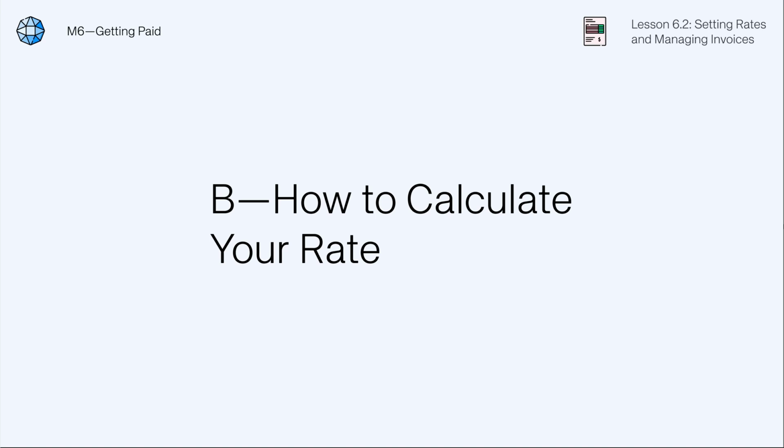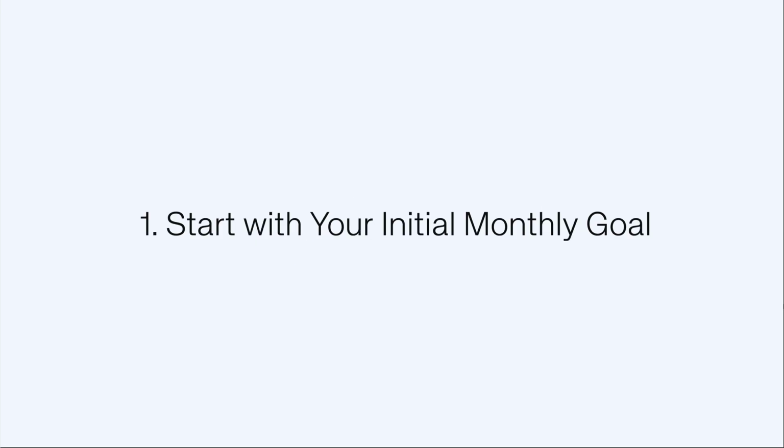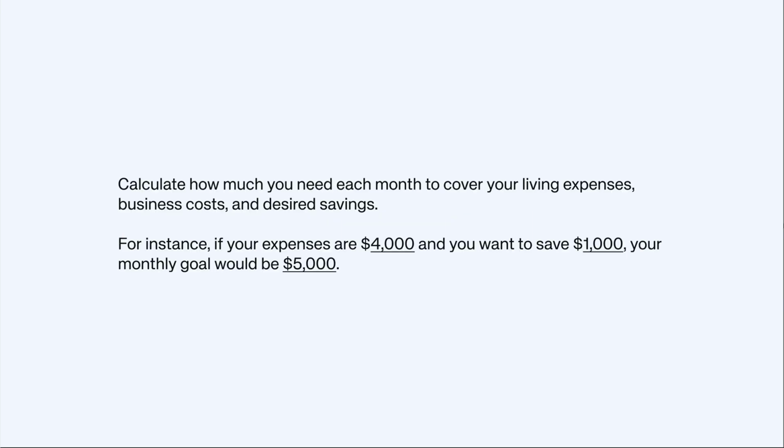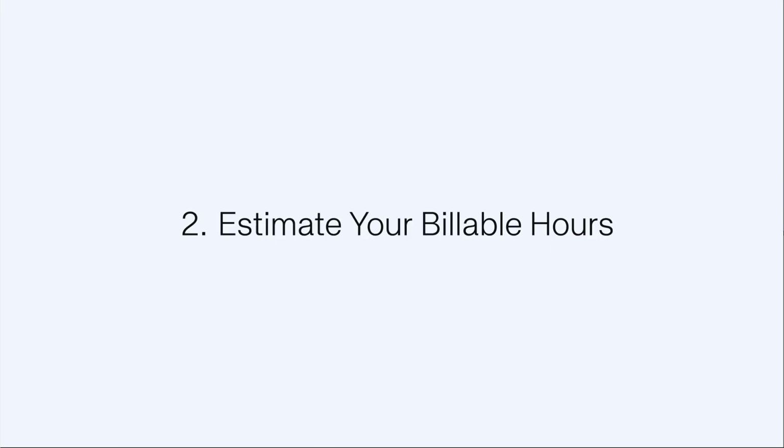So now let's talk more in detail about how to calculate your rate. Setting your rate is key to ensuring you are paid fairly and meet your financial goals. Here is how you can calculate it. Number one, start with your initial monthly goal. Calculate how much you need each month to cover your living expenses, business costs, and desired savings. For example, if your expenses are $4,000 and you want to save $1,000, your monthly goal would be $5,000. Simple, right?